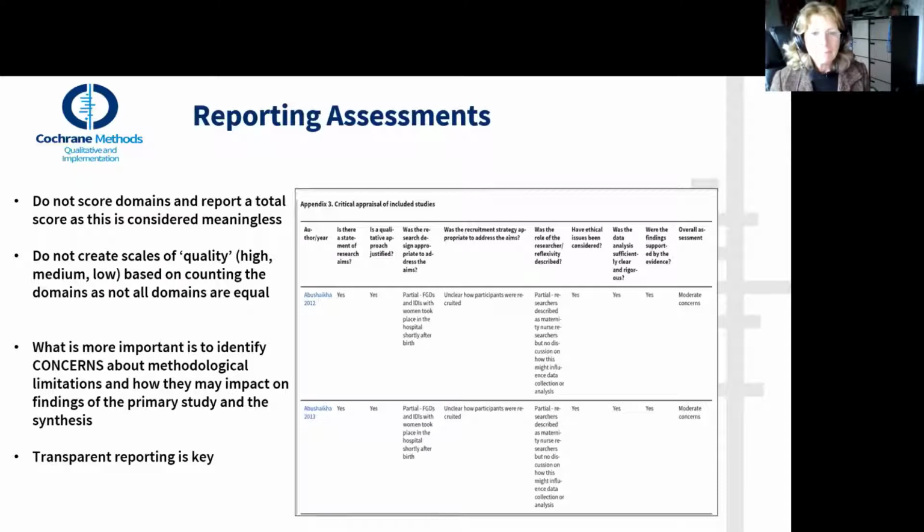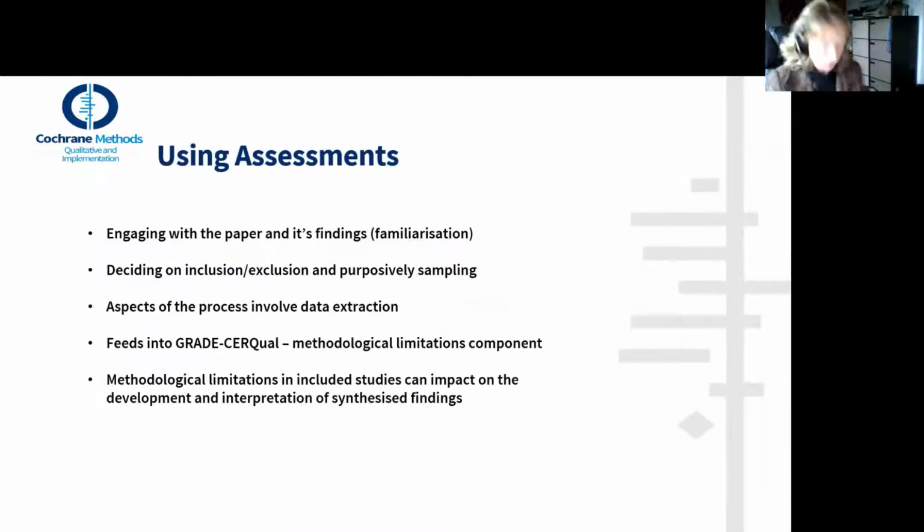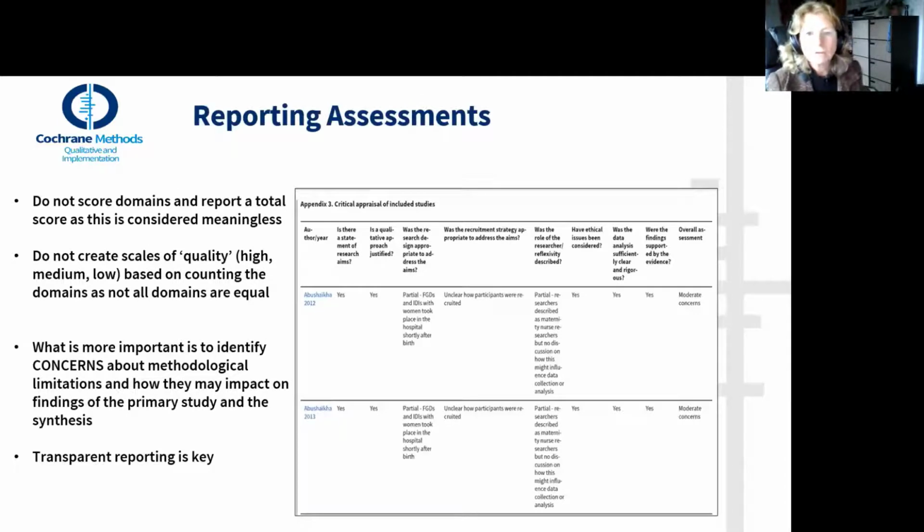So I've put here a table from the GRADE-CERQual process. You can see that they've used a modified CASP here. They've reported on the CASP domains, whether they're yes, no, unclear. They've written why, what the methodological limitation is, and at the end they've got an overall assessment of moderate concerns. To this, I often add another column and put my assessment of theoretical adequacy, and I would add that judgment into whether there were any concerns around methodological limitations. So transparent reporting is the really important key message here.